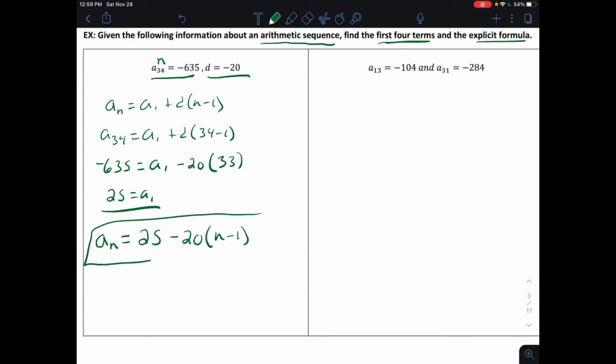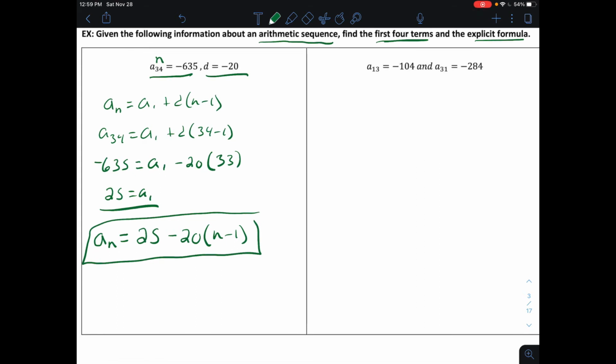There's our explicit equation. Now, they want us to find the first four numbers of this sequence. Well, we know that the first term was 25. To find our second number, we just apply the common difference, so subtract 20 from that. So 25 minus 20 gives me 5. My third term, subtract 20 from it, I get negative 15. And my fourth term, subtract 20 from that, I get negative 35. There are the first four numbers of that sequence.